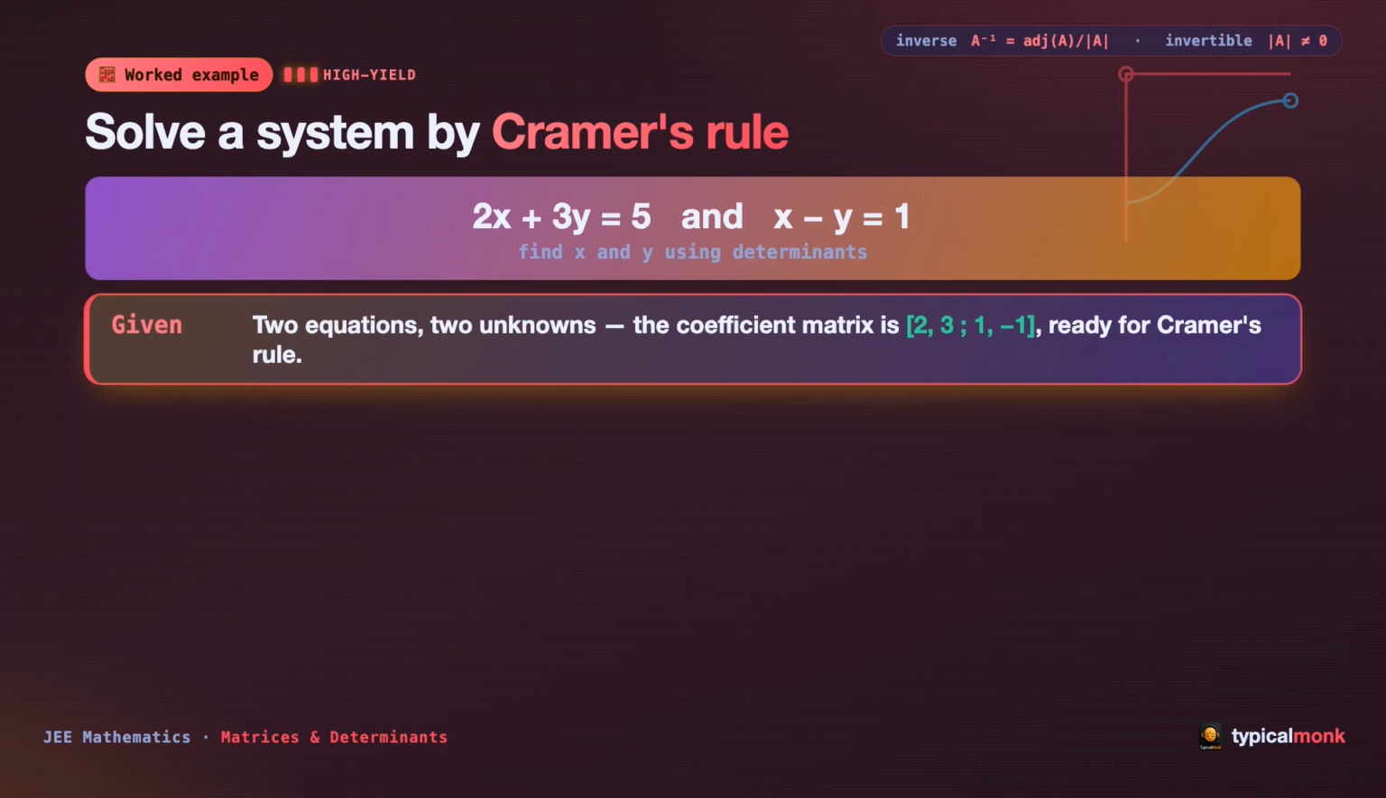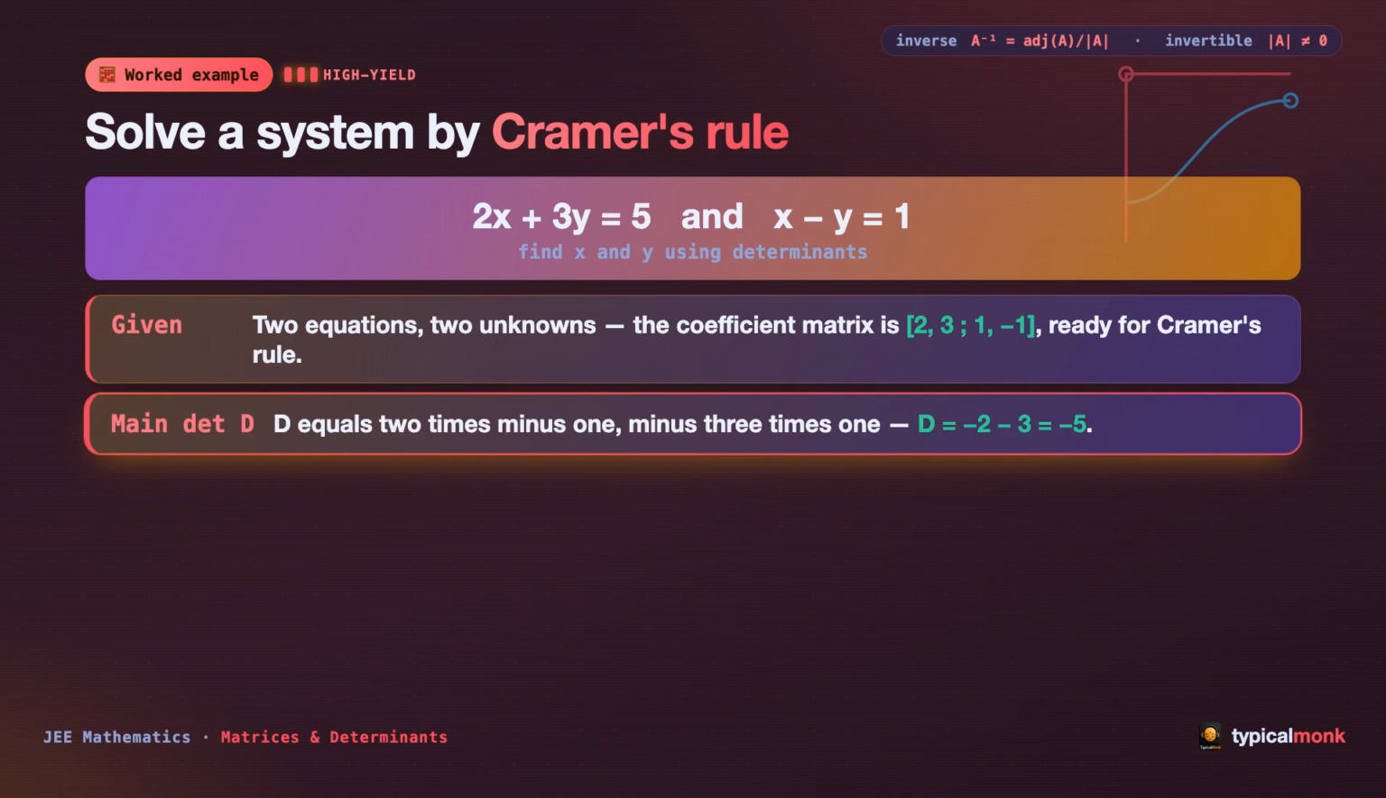Time to solve a full problem together, slowly, the monk's way. Solve the system 2x plus 3y equals 5 and x minus y equals 1 for x and y using determinants. Step 1. Write down what is given. 2 equations, 2 unknowns, and a coefficient matrix built from the numbers 2, 3, 1, and -1. Exactly the shape Cramer's rule wants. Step 2. Find the main determinant, called D.